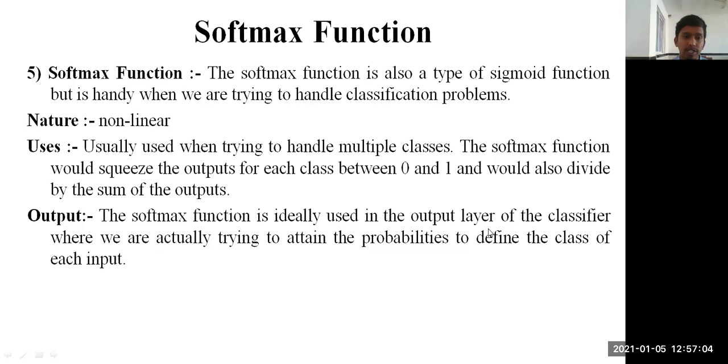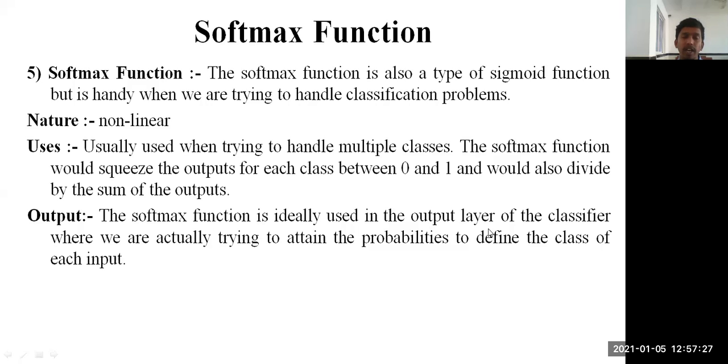The softmax function squeezes the outputs for each class between 0 and 1, so the range is between 0 and 1, and it also divides this by the sum of the outputs. The output of the softmax function is ideally used in the output layer of the classifier, where we are trying to attain the probabilities to define the class of each input.